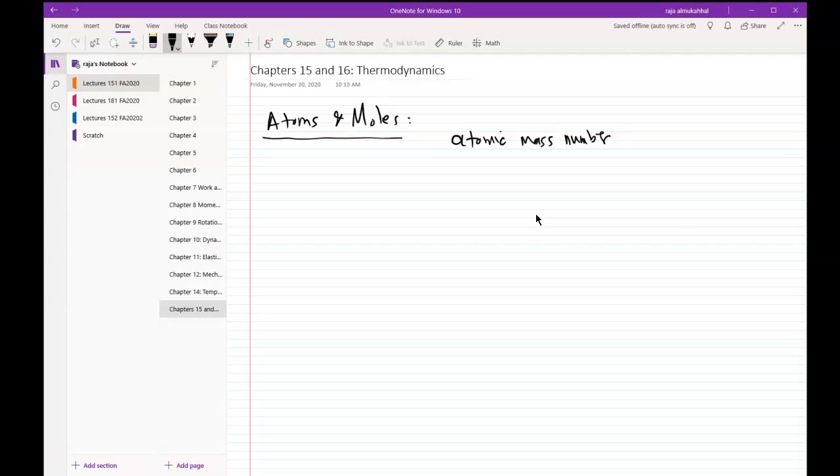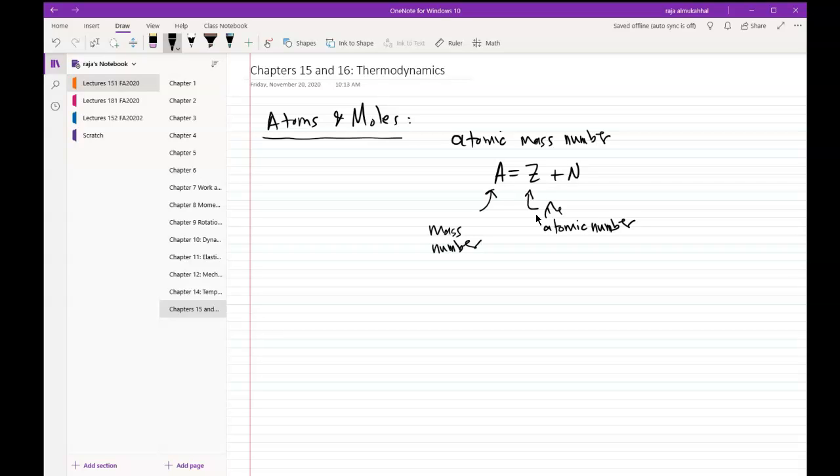The atomic mass number is basically the number of protons and neutrons in an atom. It has the symbol A, and it is basically the number of protons, Z, plus the number of neutrons. The number of protons is called, in chemistry and in physics as well, the atomic number, right? And the A here is the atomic mass number. So the word mass there is mentioned. So that's the mass number, or the atomic mass number, okay?